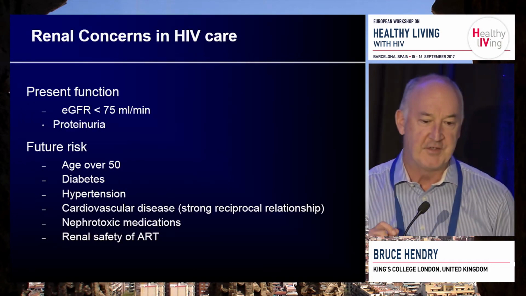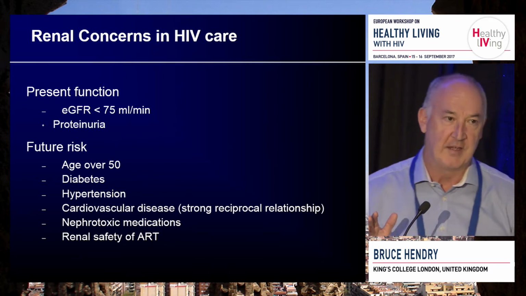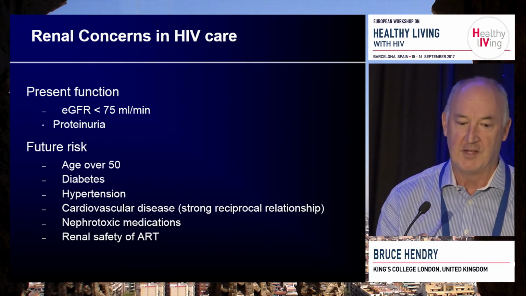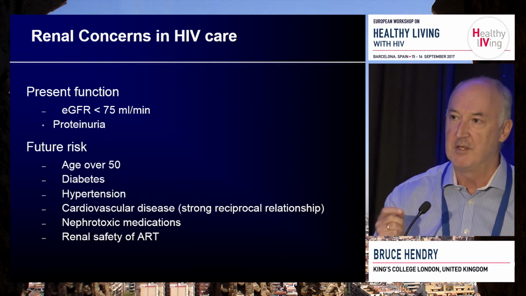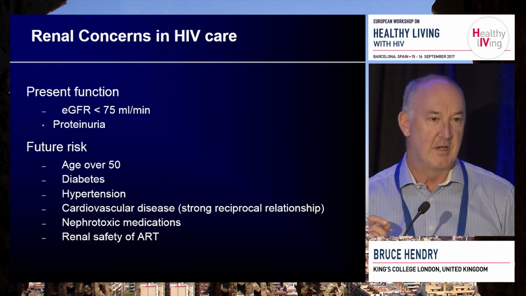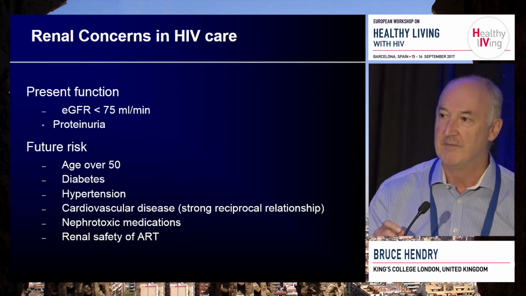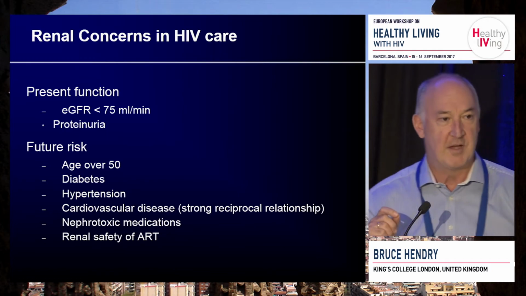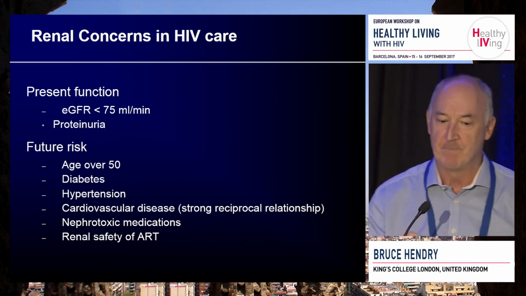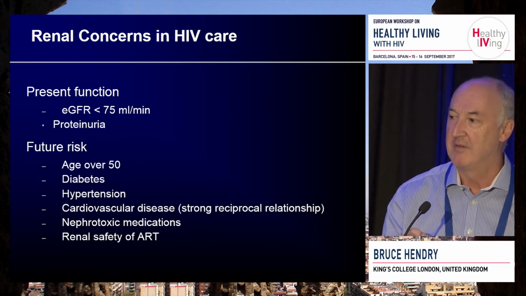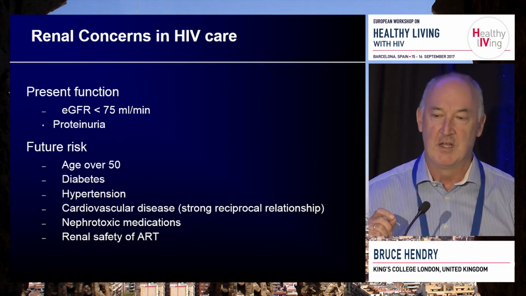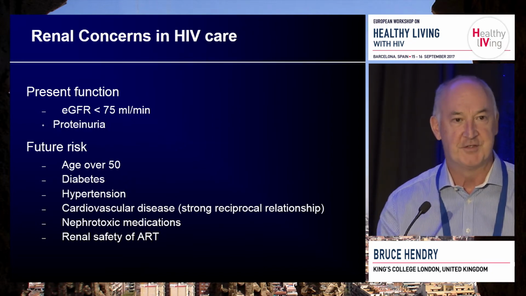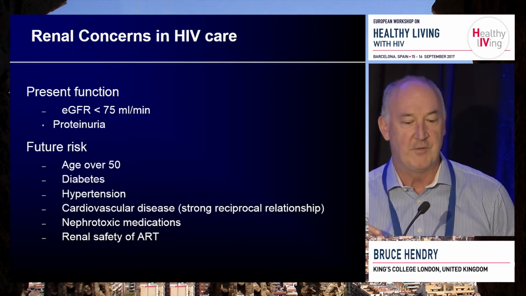So what are the concerns in HIV care? This summarizes, I think, the key things that should be in your mind when you're thinking of kidney care in the HIV setting. First of all, what is the present function in terms of those G stages? And I would regard any patient with eGFR below 75 as a patient I'd need to flag up as someone I need to be vigilant about with respect to renal status and future. And secondly, how much proteinuria do they have? And I'd flag up patients who have A2 or A3 proteinuria on that chart as those I should be concerned to be vigilant with. What is future risk?